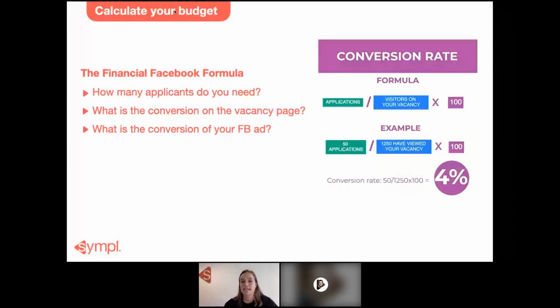Then the third thing that you need to answer is, what is the conversion of your Facebook ad that you think you will have? For example, if you use stock images, then you will know that the conversion rate of your Facebook ad will be less than if you use authentic pictures. But if you have a strong brand, nice pictures, a good salary, etc., then the conversion of your Facebook ad will be higher than if the function is not clear or the pictures are not clear. So these are 3 things that you need to answer, and then the financial Facebook formula will give you the budget that you need to provide for your campaigns.